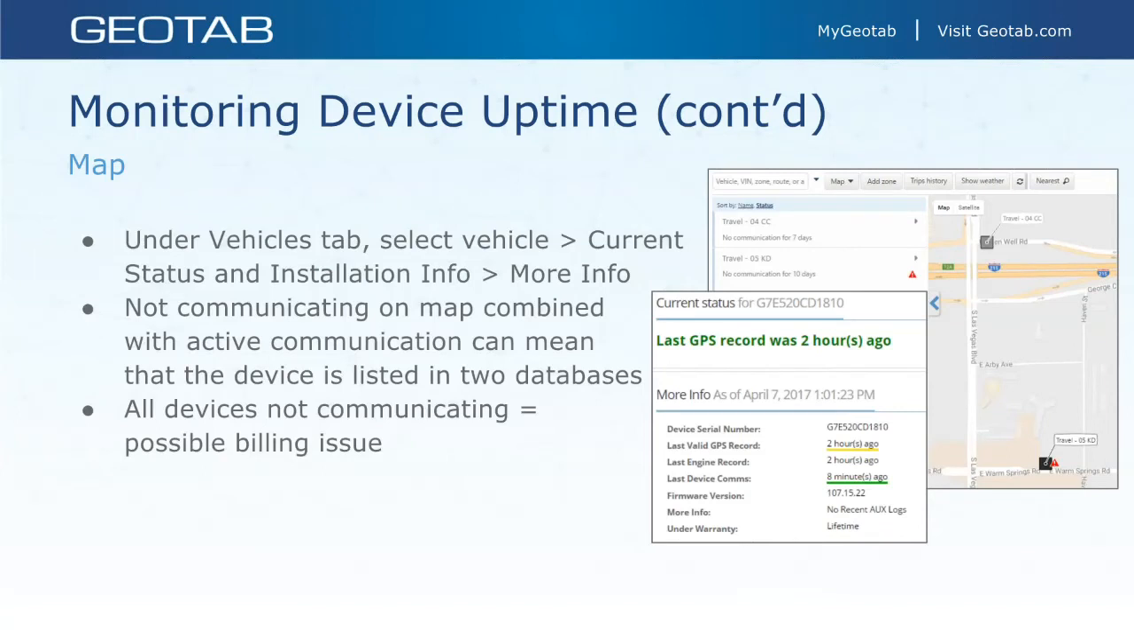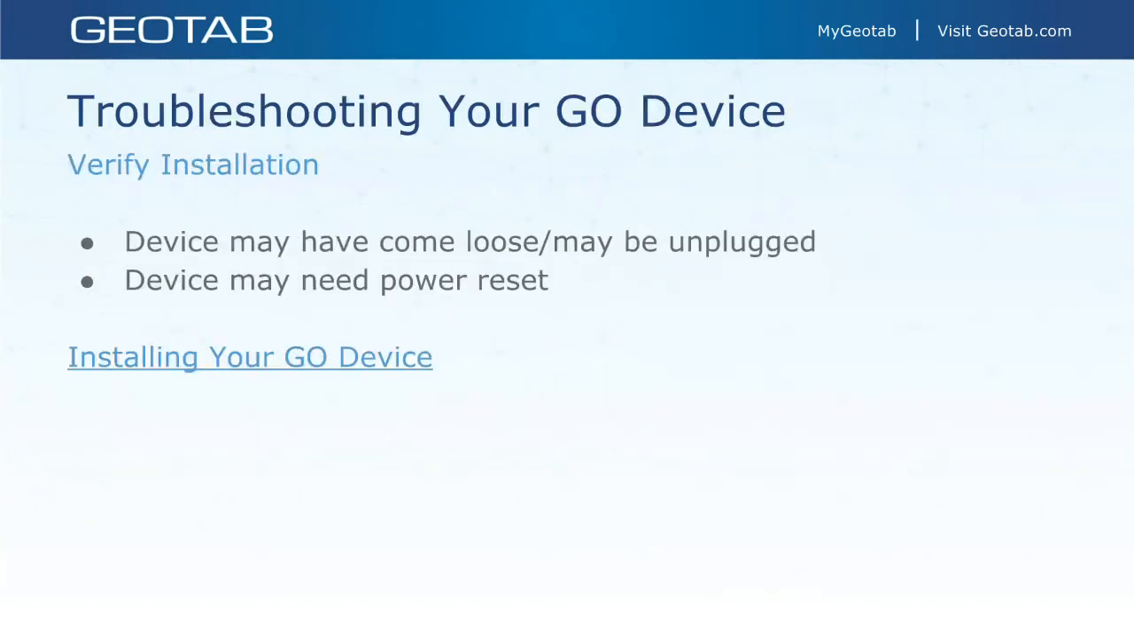You might also see all devices are not communicating. You go to your map screen, you have 25 vehicles, and they all say no communication for 6 days. That's probably a billing issue. So you want to make sure that your bill is current or that your carrier has received your most recent payment. So let's get into troubleshooting a little bit.